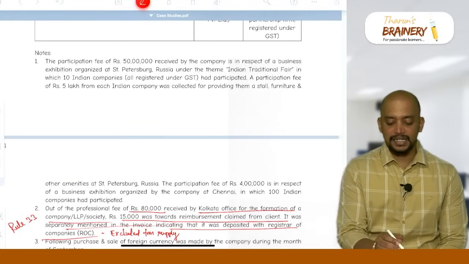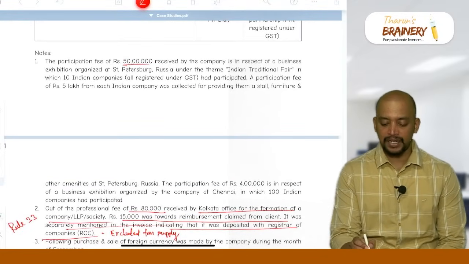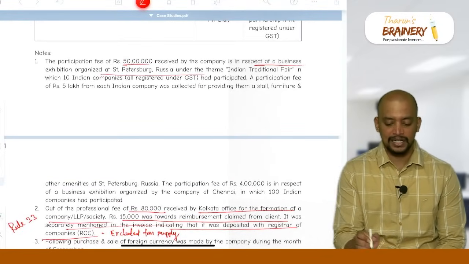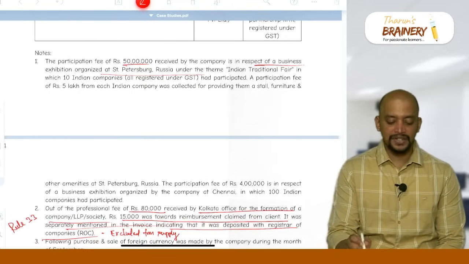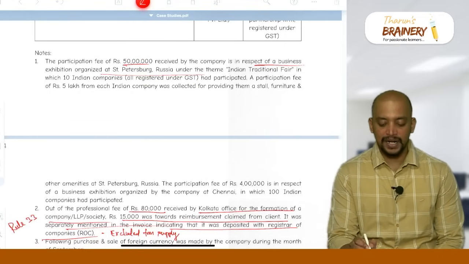See this. The participation fee of 50 lakhs received by the company in respect of business exhibition organized at Russia under the theme Indian Traditional Fair, in which 10 lakh Indian companies had participated.